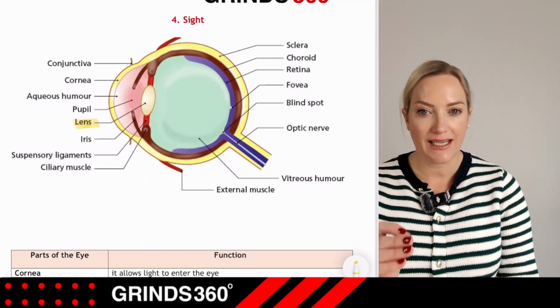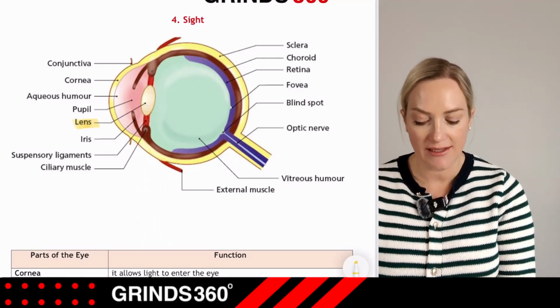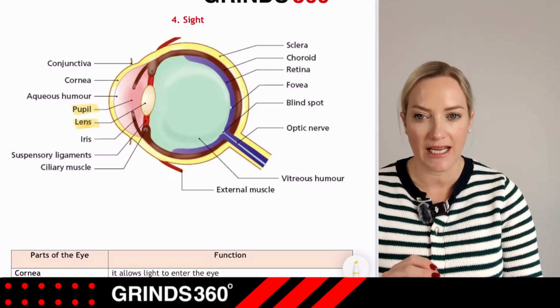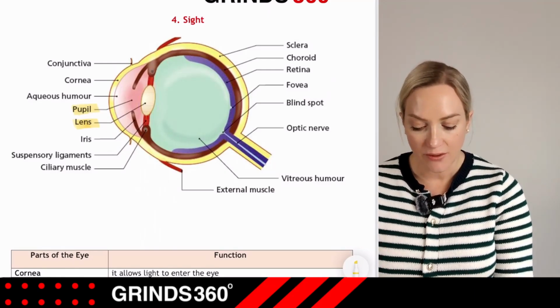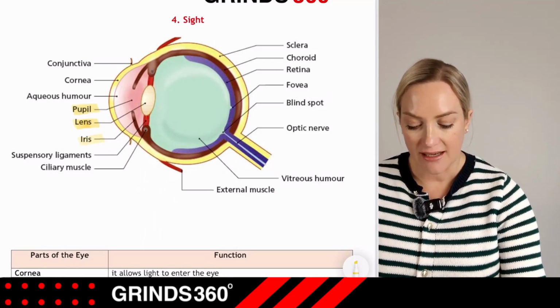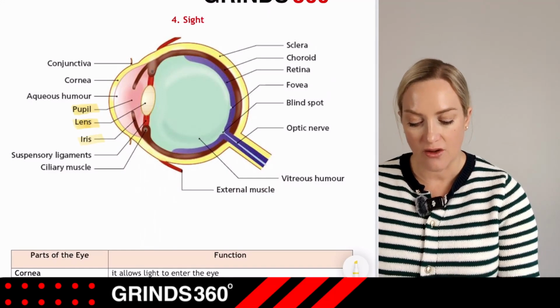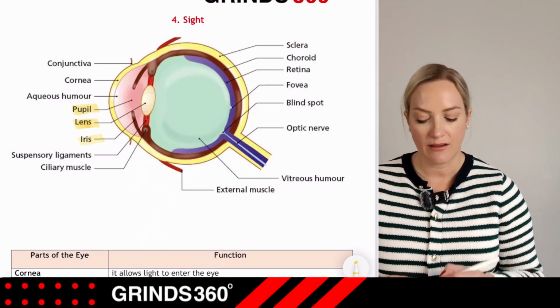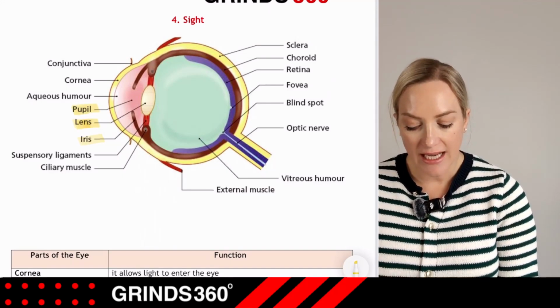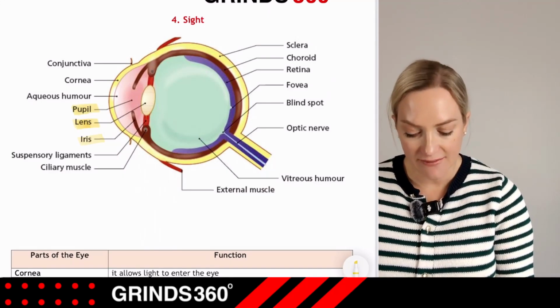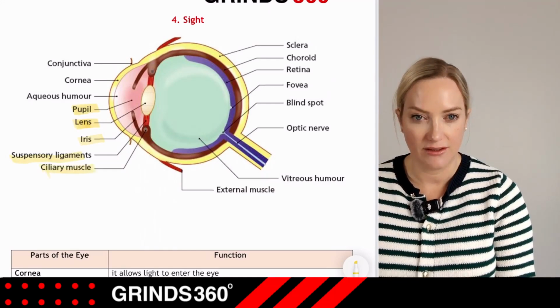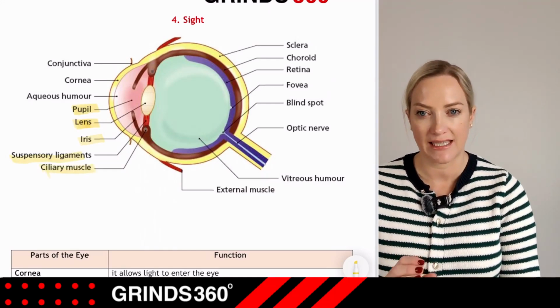In front of your lens, right in front of your lens, is going to be your pupil. Your iris is there either side of your lens with your pupil in between. To the side of your lens, you have your suspensory ligaments here. And then you have your ciliary muscle. So remember, muscle will contract and relax.